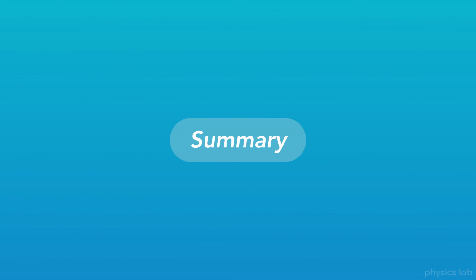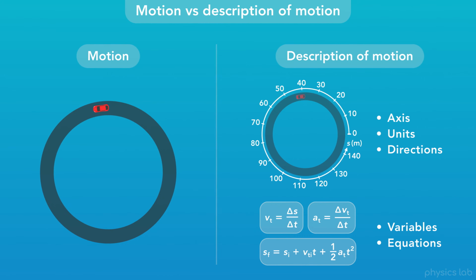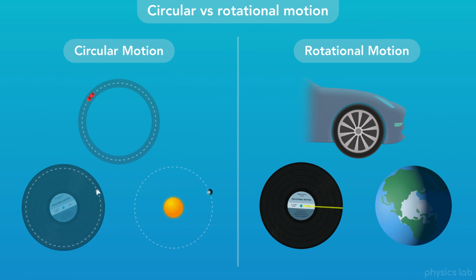So that's everything we're going to cover. What should we be expected to know from this video? Motion and the description of that motion are two separate things. The motion is what the object is doing in the physical world, and the description is how we choose to study that motion. The terms circular and rotational refer to two different types of physical motion. Circular motion is when an object follows a circular path, and rotational motion is when an object rotates about its own center.